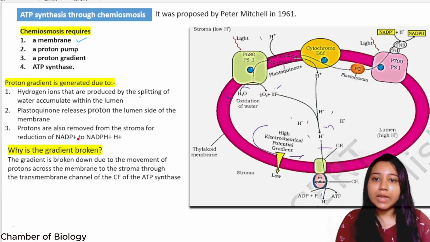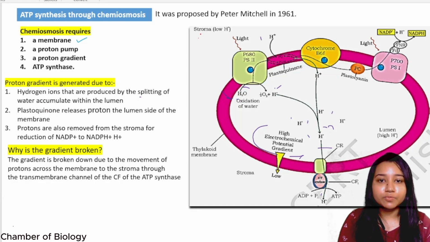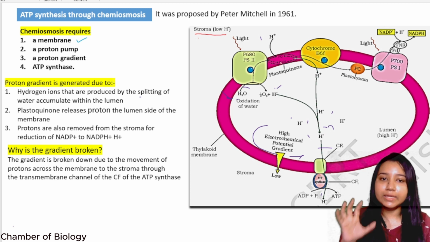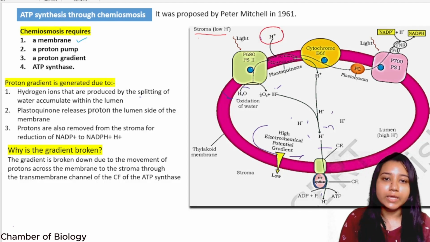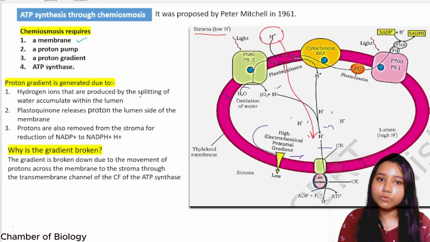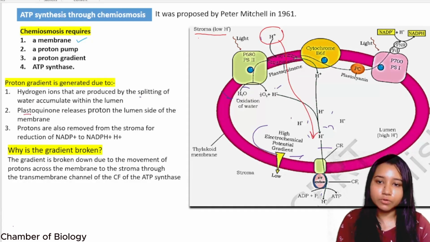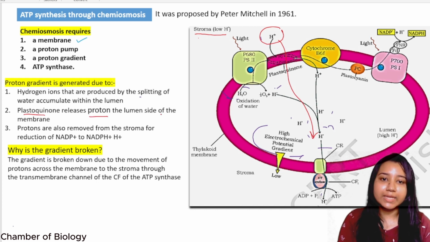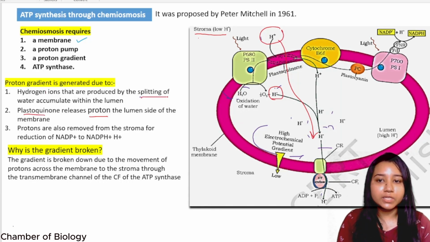Now the proton gradient, if you all recall, was created as follows. The stroma has low H plus because the plastoquinone takes the H plus from the stroma region and transports it to the lumen. This is one. So plastoquinone releases the proton to the lumen side, and when the splitting of water takes place, H plus is also released. So the hydrogen ions produced during splitting of water accumulate in the region of the lumen.